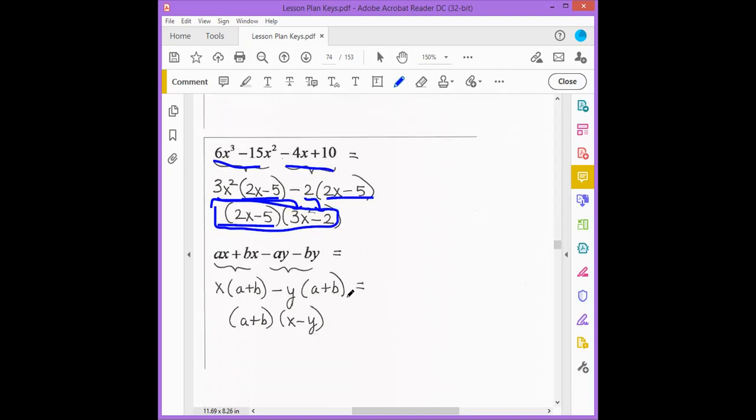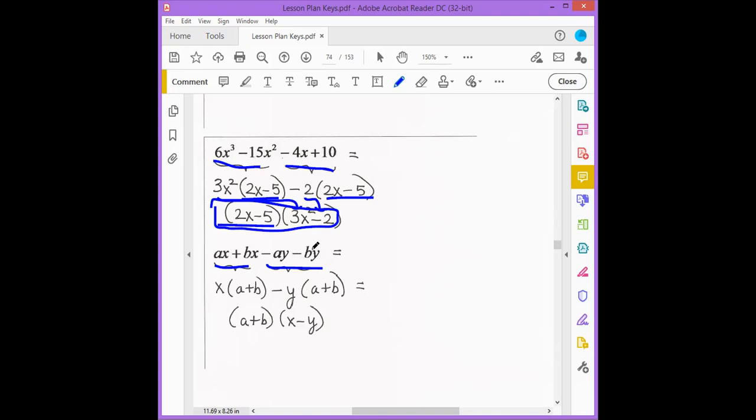All right, another example of grouping, we have variables ax plus bx minus ay minus by. So we group together the first 2 terms and the last 2 terms. And from that first set of terms, ax plus bx, we can factor x from both of those terms. What's left after we factor x? From ax, we get a in parentheses. And when we factor x from bx, we'll get b in parentheses.